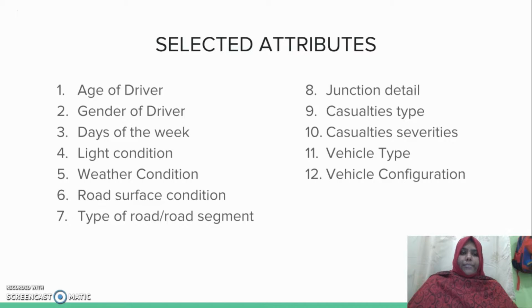Casualty type are people that are involved in the accident. Are they cyclists, pedestrians, horse riders, car riders. And casualty severity, it means is the accident very severe, or slight, or fatal, something like that. And the vehicle type involved in the accident, is it cars, is it motors, lorries. And vehicle configuration, is the vehicle left-hand drive or right-hand drive?